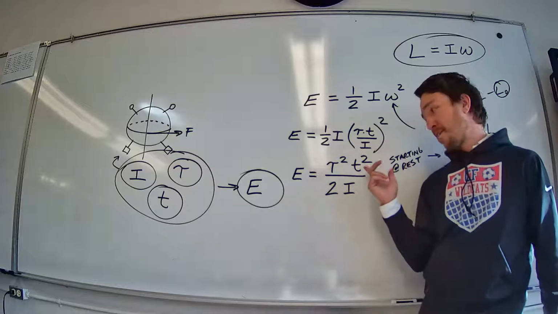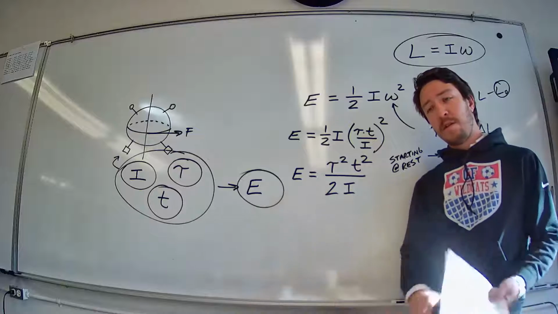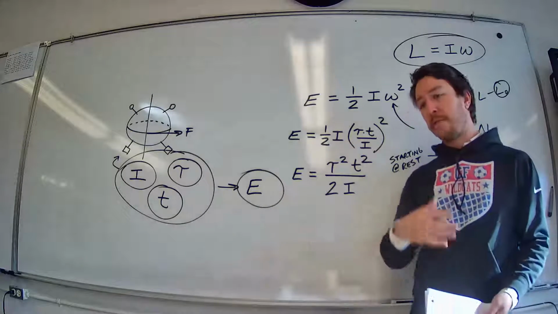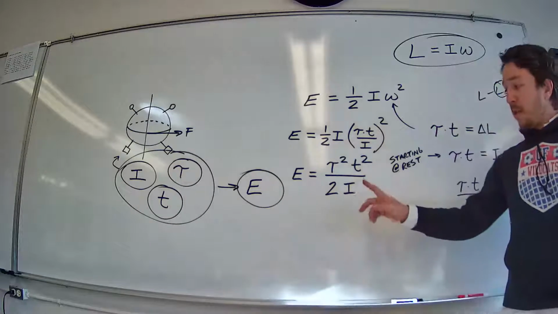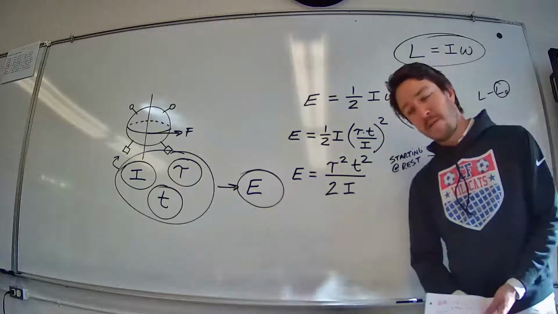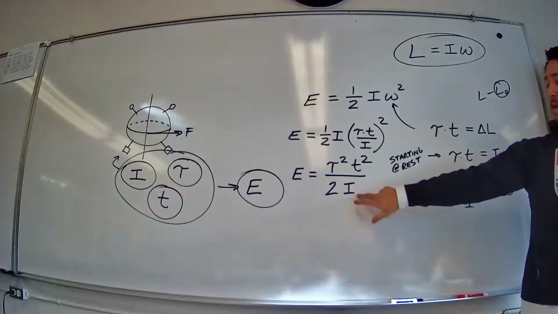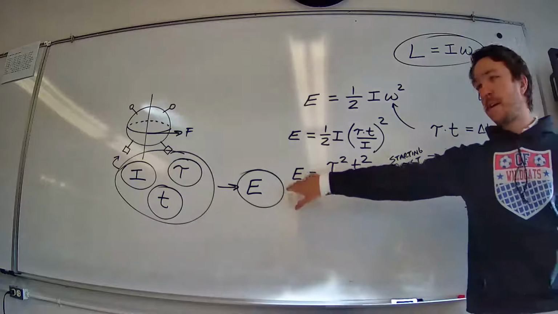Doubling the time interval, this is kind of surprising, I think. If you double the time interval, it quadruples the energy. So you exert that torque for twice as much time, you get 4 times the energy. If you double the inertia, you get half the energy. So what this tells us is that the small I value is going to correspond with a bigger E value.